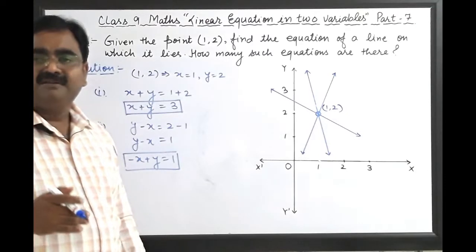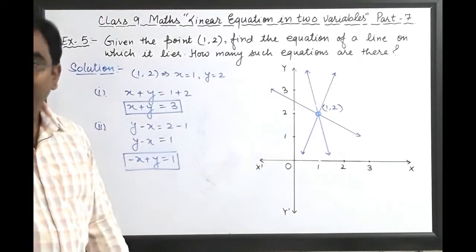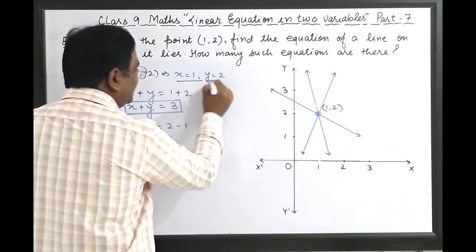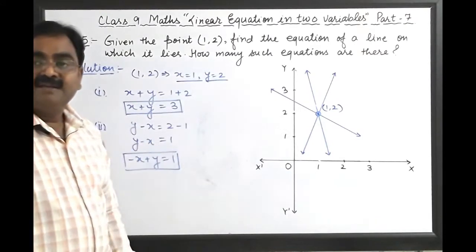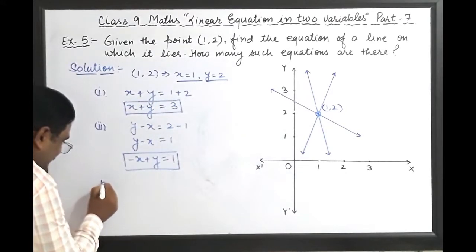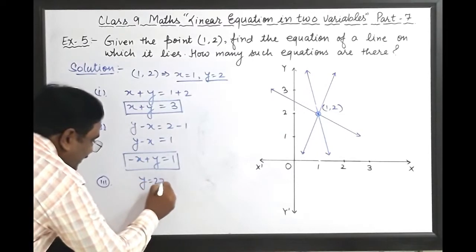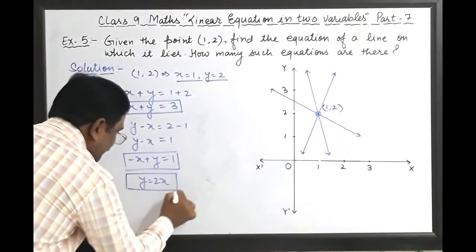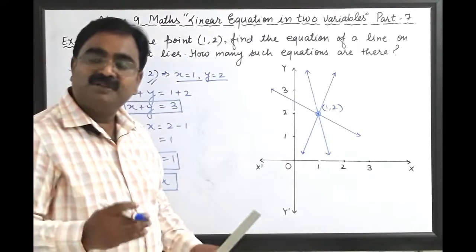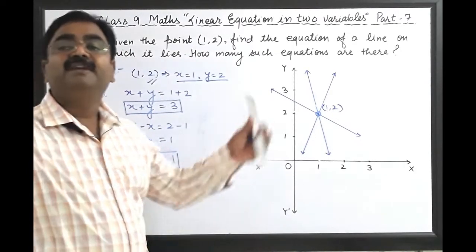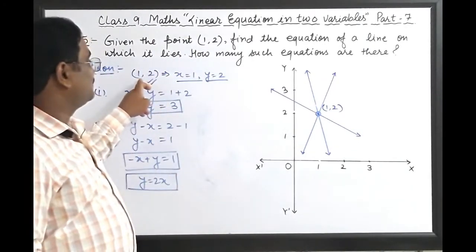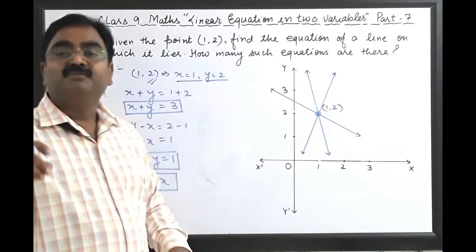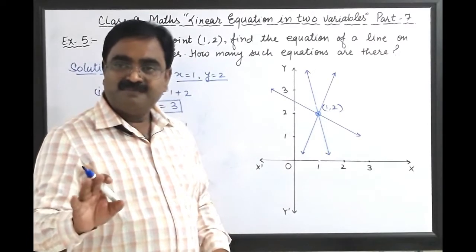So similarly we can find infinite equations from this given point, right children? Now you can also see a relation here: x is 1 so y is 2. It means the value of y is twice the value of x. So you can easily write the third equation too: y is equal to twice of x, which satisfies the solution. So this is the equation of the third line which passes through this given point. Right? So similarly we can find not just one, two or three, but infinite equations that pass through this given point (1, 2). That is why we say that from any one given point we can draw an infinite number of lines. So the concept is clear children, right?